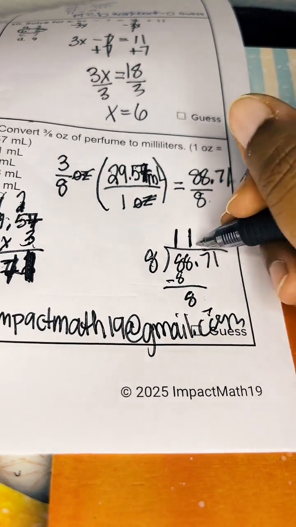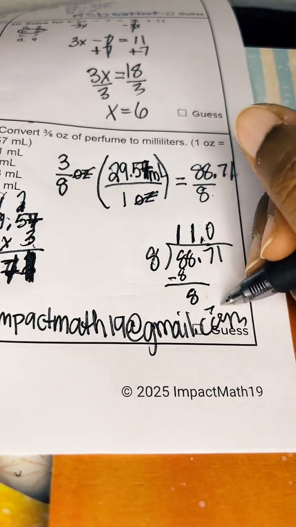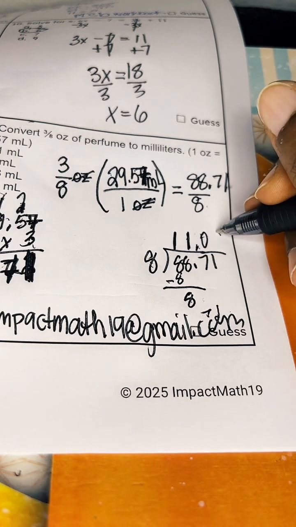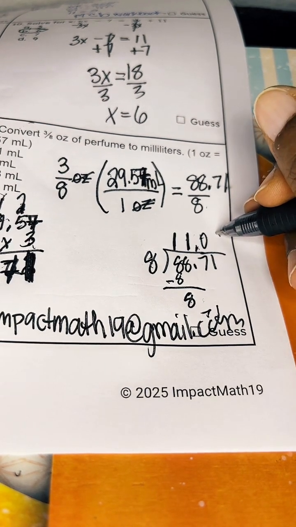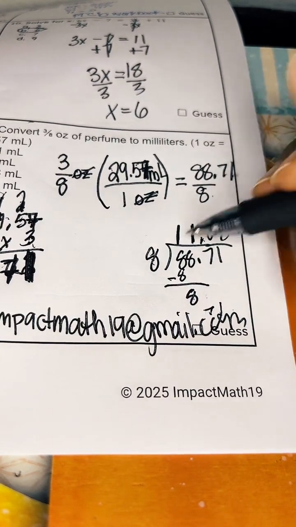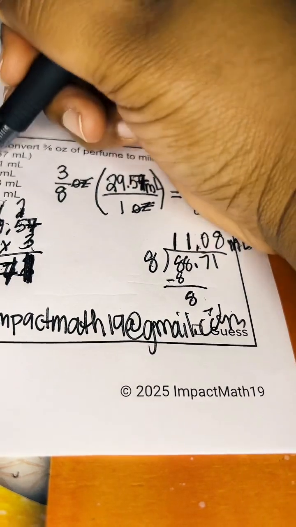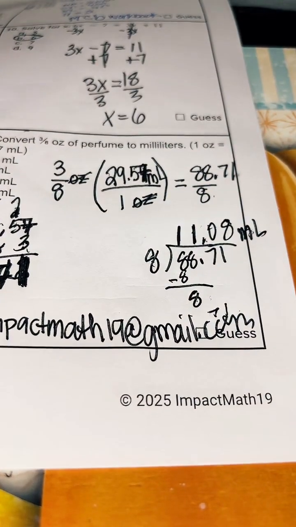Drop down that 7, we got 0. And then 1, we should get, what, 64? Because 9 is 72, so yeah. So this will be our exact mLs, but they just rounded and said 11. Yep, 11.08. Good.